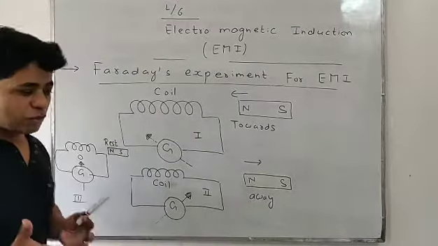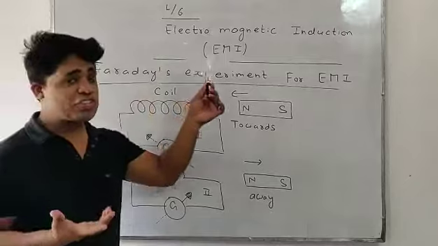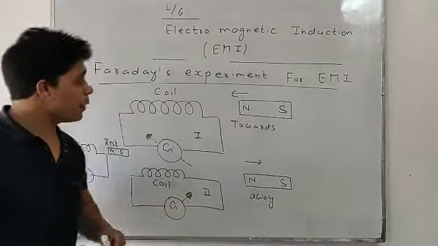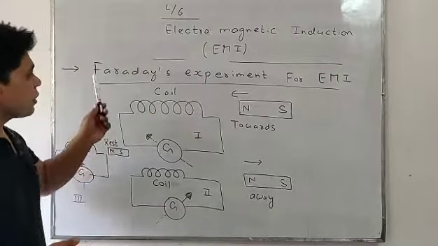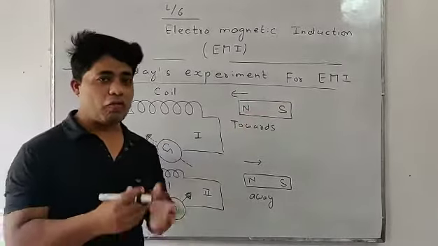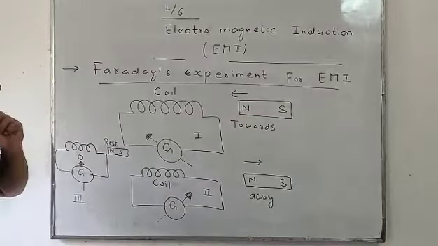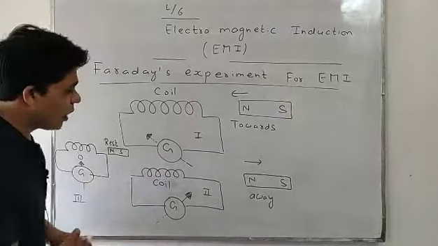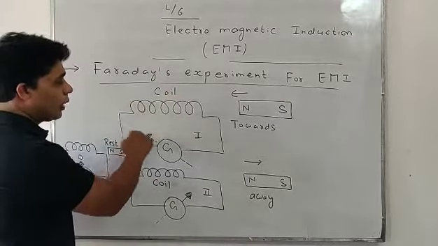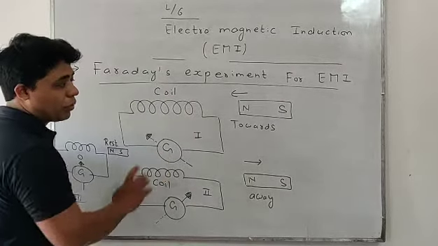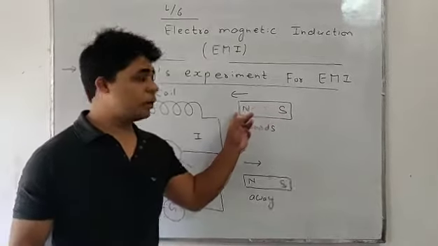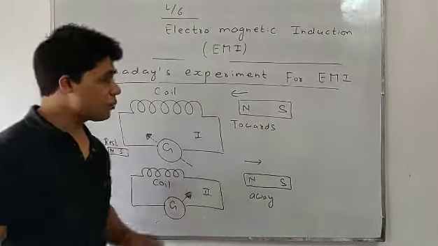Now students, let's discuss one of the most important topics, that is the meaning of this chapter, electromagnetic induction. Before starting that, we'll discuss Faraday's experiment for EMI. What did he do? Faraday made a circuit. He took a coil and connected it with a galvanometer. He took a bar magnet, with north and south poles.